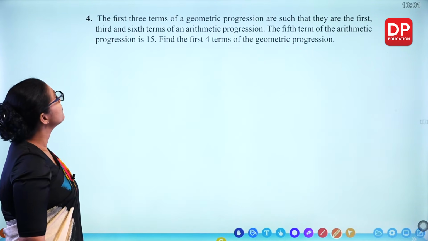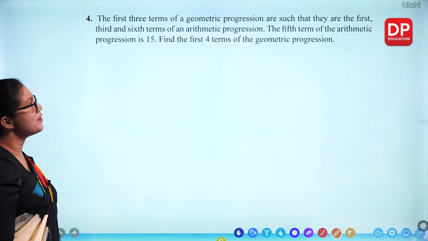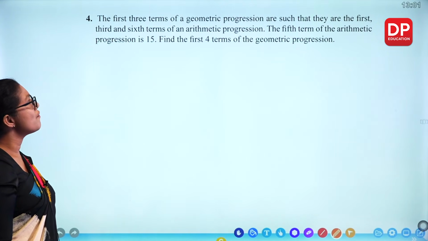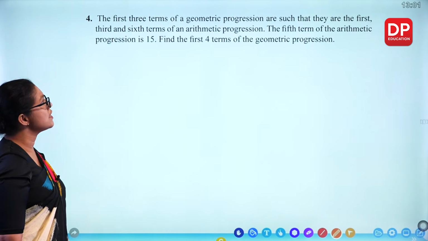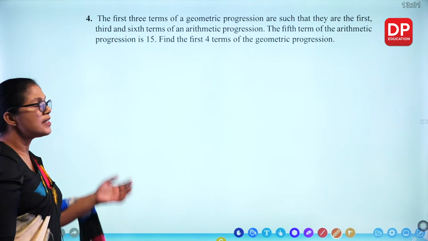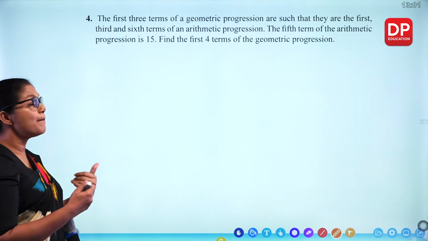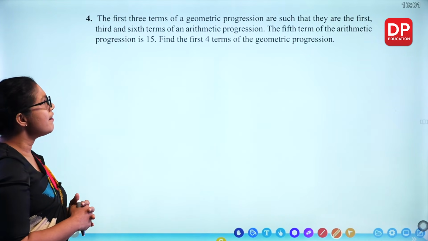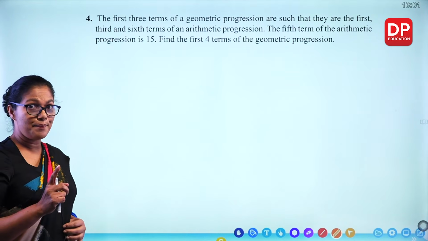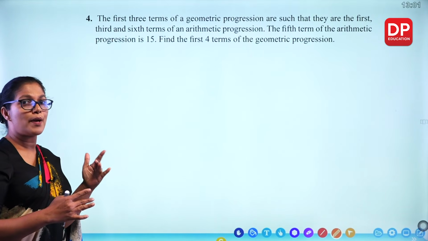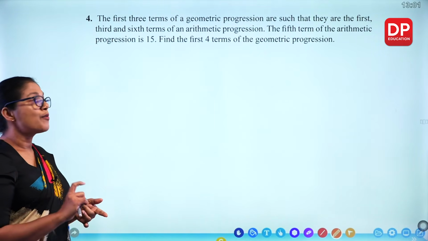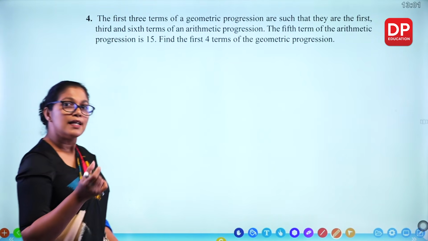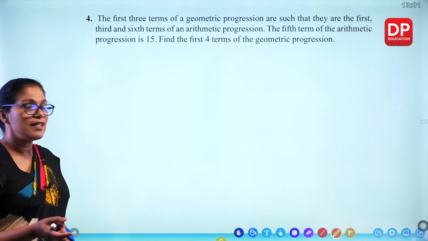Question number 4. The first 3 terms of a geometric progression are such that they are the first, third and 6th terms of an arithmetic progression. The 5th term of the arithmetic progression is 15. Find the first 4 terms of the geometric progression. This is a combination of geometric and arithmetic, because for the exam you are getting one full question on arithmetic and geometric. Now recently they give more marks for arithmetic than geometric.